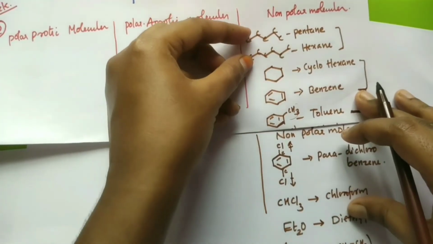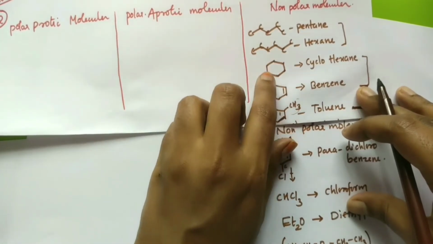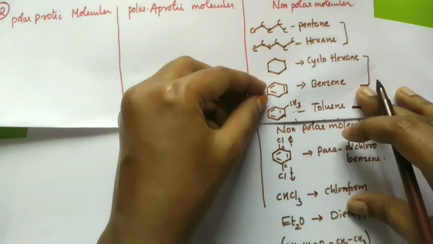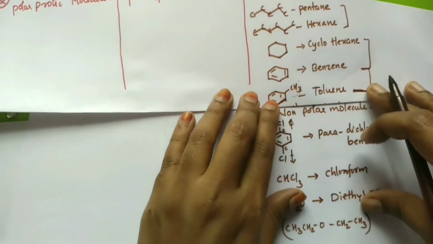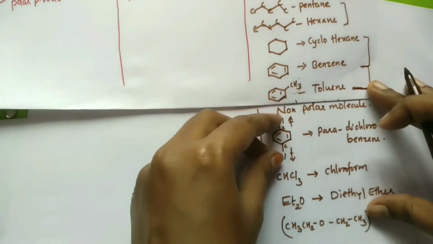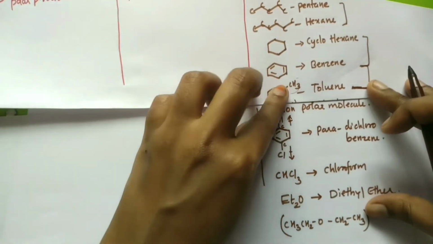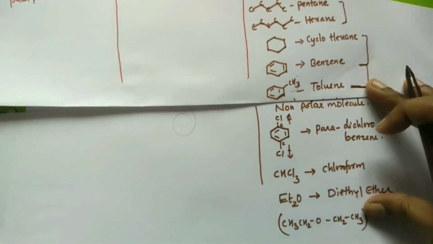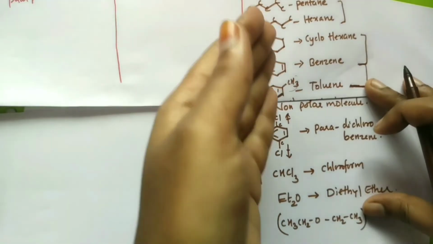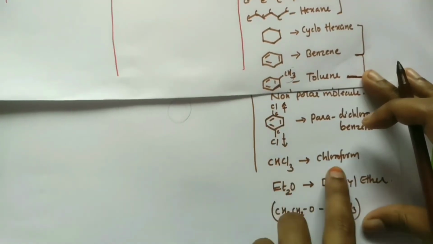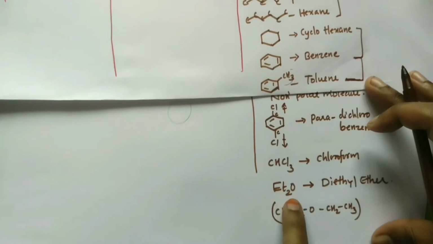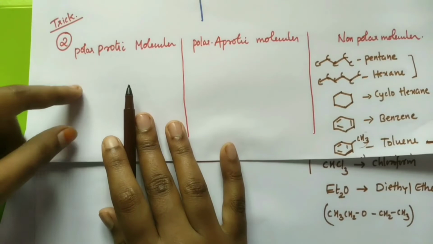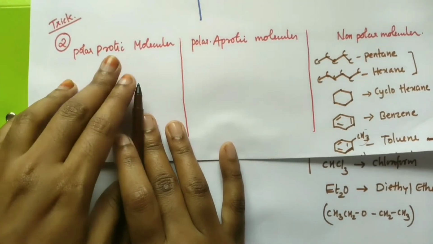First of all, pentane and hexane, and then cyclohexane, making cyclohexane from hexane by making it a ring. Then from cyclohexane to benzene, then benzene to toluene, with a CH3 attached to it. Then the exception found is para-dichlorobenzene. From the chlorine and the toluene CH3, from both of these we took CHCl3. This is just a trick to remember in a continuous flow. CHCl3 which is chloroform, and then Et2O diethyl ether. Here also we are making pairs, and now I am going to take polar protic molecules.